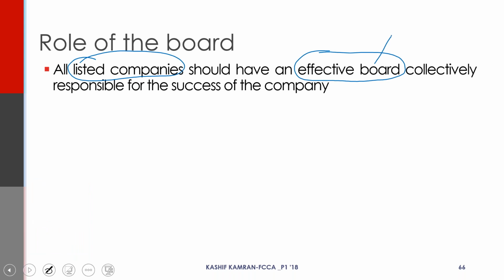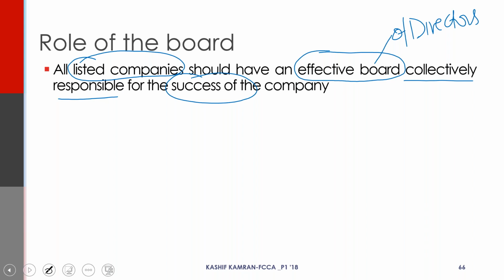Effective board means effective board of directors, collectively responsible for the success of the company. Collective, they're working as a team, right? Board of directors is a team, collectively responsible for success of the company, increasing the wealth of the shareholder. We were discussing that yesterday in the agency topic, that what is the agent responsible for? The agent is responsible to increase the wealth of the shareholder, collectively responsible for the success of the company.